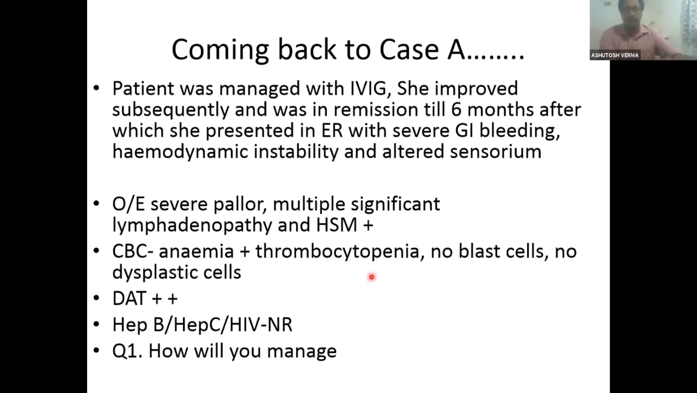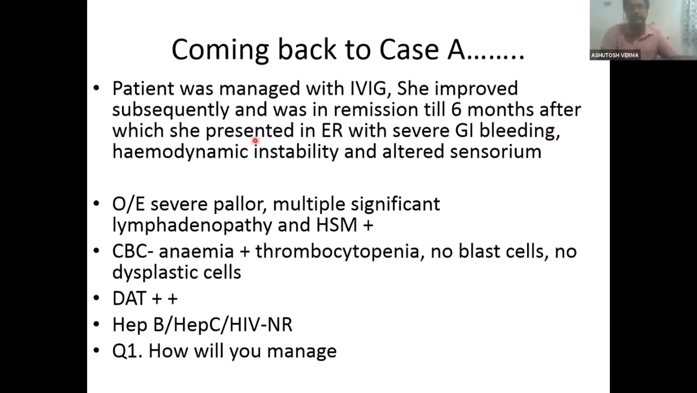Coming back to case A, we had that patient who was having petechiae and melena. She was otherwise normal, but she had isolated thrombocytopenia. So she was diagnosed as newly diagnosed primary ITP, and she was further managed with IVIG. She improved and was in remission for 6 months.